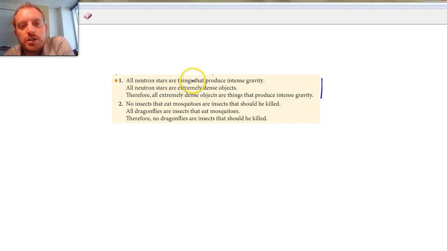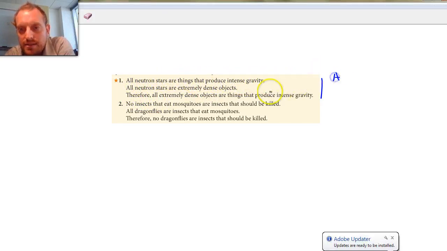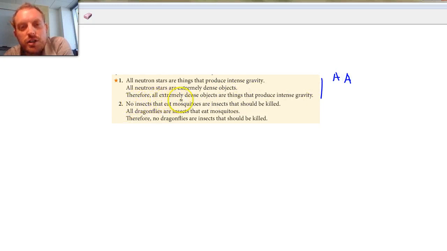All neutron stars are things that produce intense gravity. That's an A statement. All neutron stars are extremely dense objects. That is an A statement. Therefore, all extremely dense objects are things that produce intense gravity. That is an A statement. So that's a triple A.